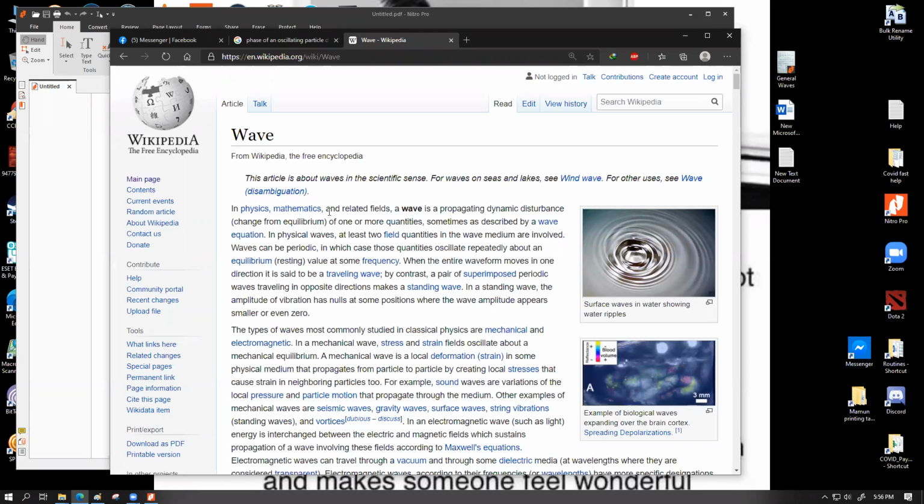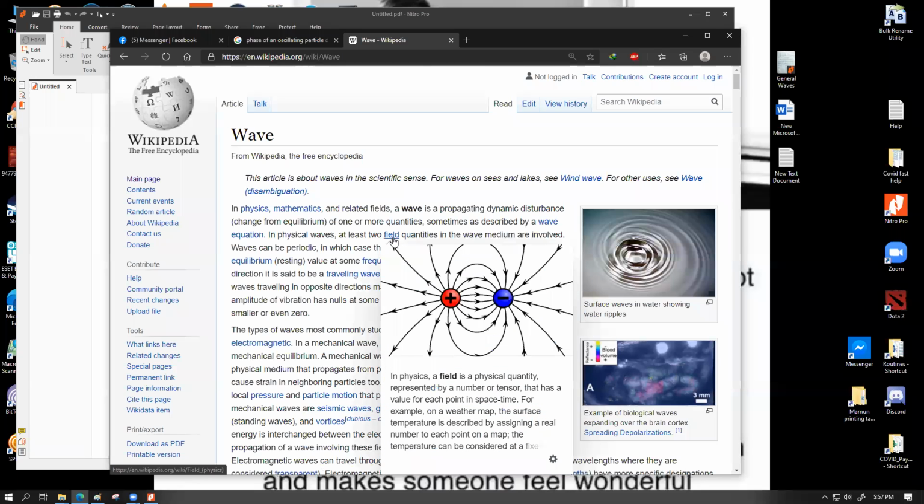In physics, mathematics, and related fields, a wave is a propagating dynamic disturbance. Disturbance would mean change from equilibrium of one or more quantities, sometimes as described by a wave equation. In physical waves, at least two field quantities in the wave medium are involved. At least two field quantities means, for example, for a mechanical wave that we talk about, that involves physical particles, which requires a medium to move by.